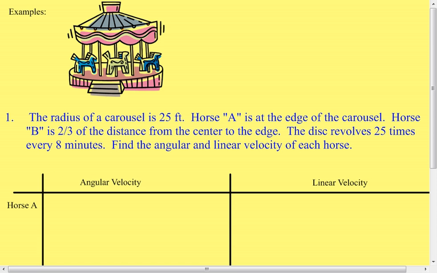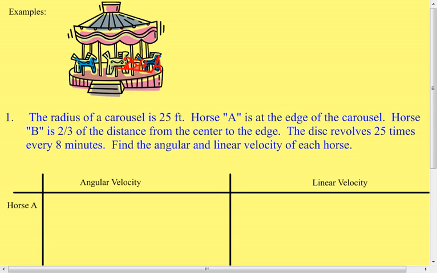All right, so the first problem talks about a merry-go-round, a carousel, and the radius of that carousel is 25 feet. And you can think of horse A sitting at the edge of the carousel. All right, so horse A is out here at the edge. We'll call this horse A right here, okay? The radius is 25 feet, so to the center it is 25 feet. And horse B is 2/3 of that distance, so horse B is sitting a little bit more inside, from the center to the edge. The disc or the circle, the bottom part of the merry-go-round or the carousel, revolves 25 times every 8 minutes.